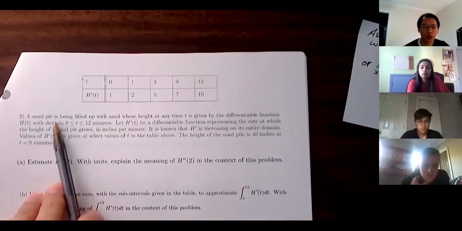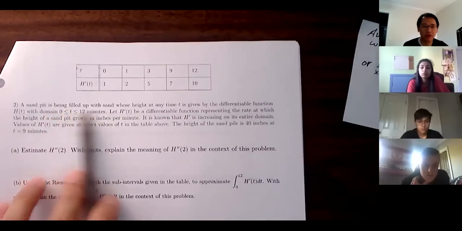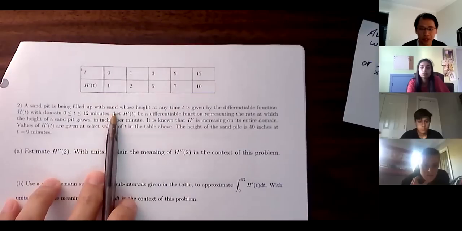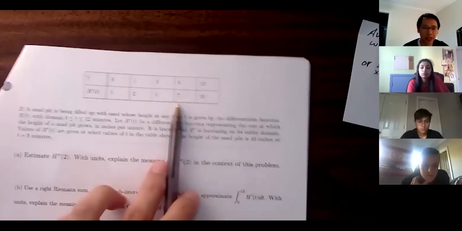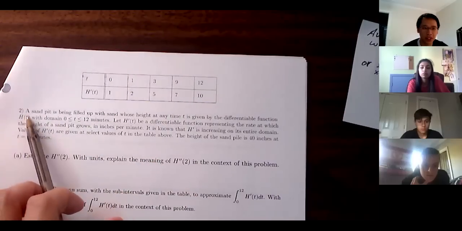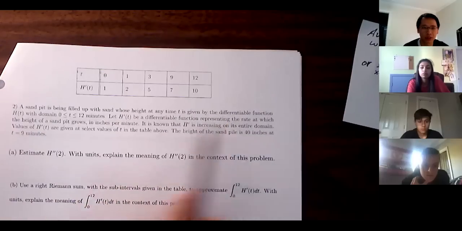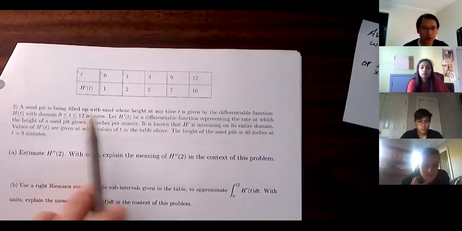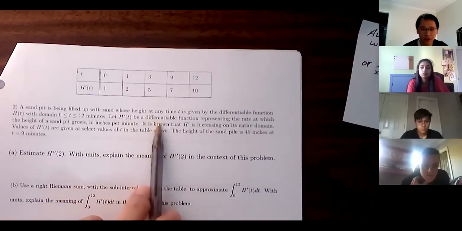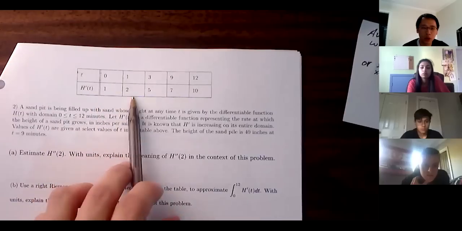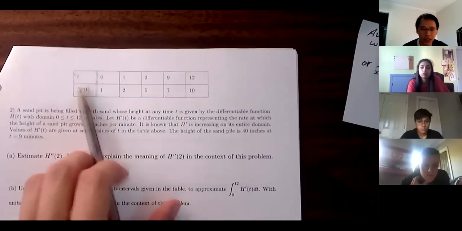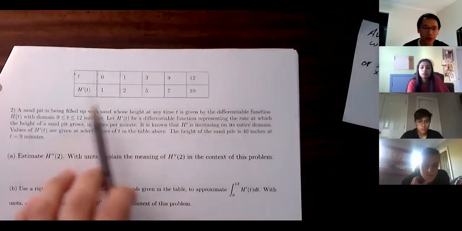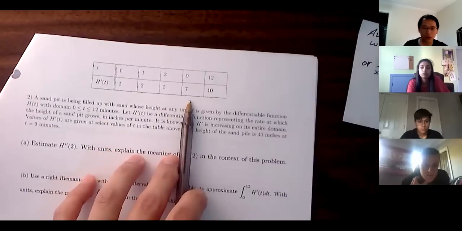All right, so let's read the problem here. A sand pit is being filled with sand whose height at any time t is given by a differentiable function, h of t. Again, we don't have information about h of t, but we do know that h of t is going to be a smooth curve, right? Differentiable function. Interval from 0 to 12. H prime is also a differentiable function. So even though we only see a couple of ordered pairs from H prime, we can rest assured that H prime is going to be a smooth curve all the way through. There are no sharp turns, no holes, no breaks.